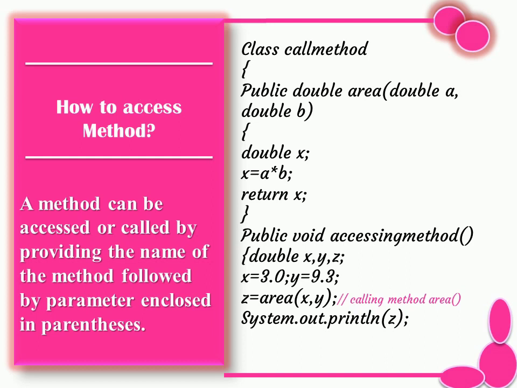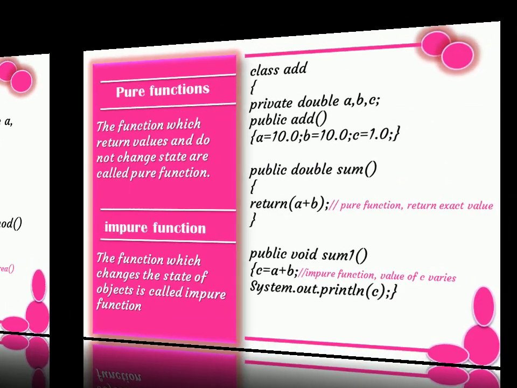Next, how can we access a method? A method can be accessed or called by providing the same name of the method followed by the parameters enclosed in parentheses. So look at how we can call a method. It is a simple program. The area method name is given with 2 arguments, and we are calling this area method in the accessing method. Okay, so z is equal to area of x comma y. So this area of x comma y is a method call.